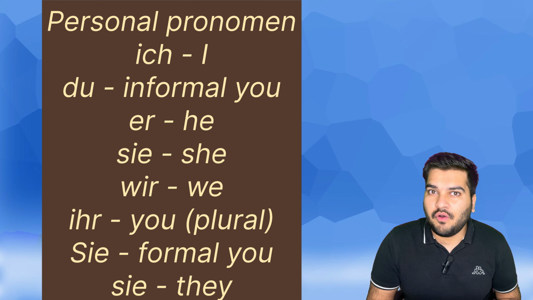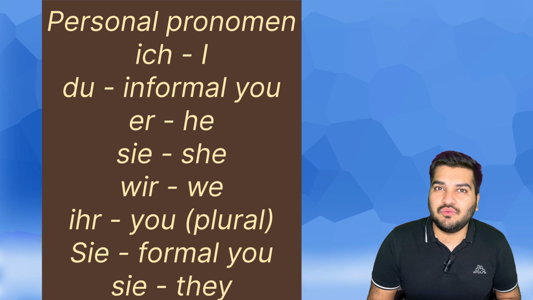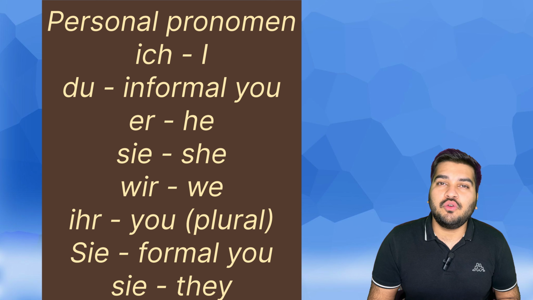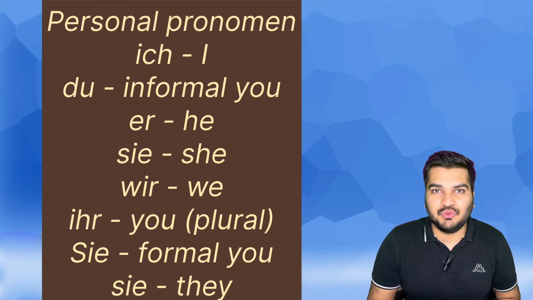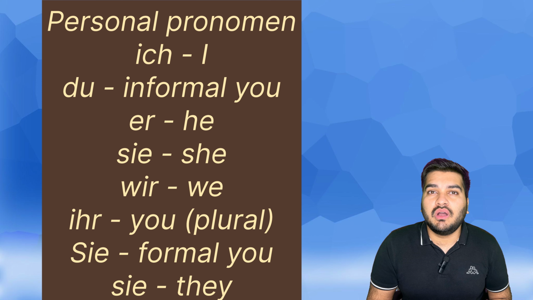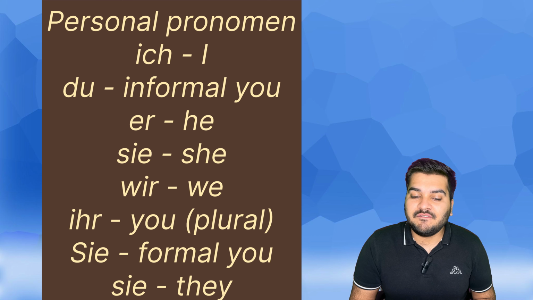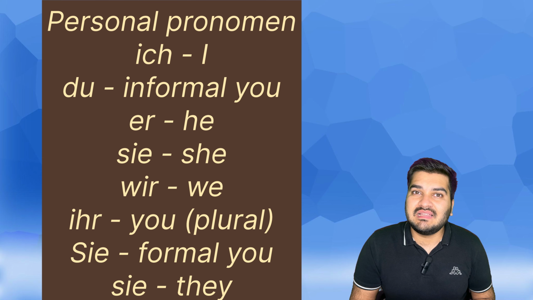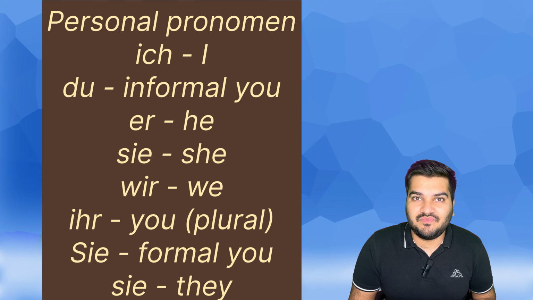is first of all informal. Secondly, we also have du. Then what is the difference between ihr and du? So if you're talking to one person, you will say du, and if you're talking to more than one person, let's suppose you are saying you both, you all, you three, then you will use ihr. So du is for one person, ihr is for more than one person. Then you have Sie, which is formal you. Then you have sie, which is they.